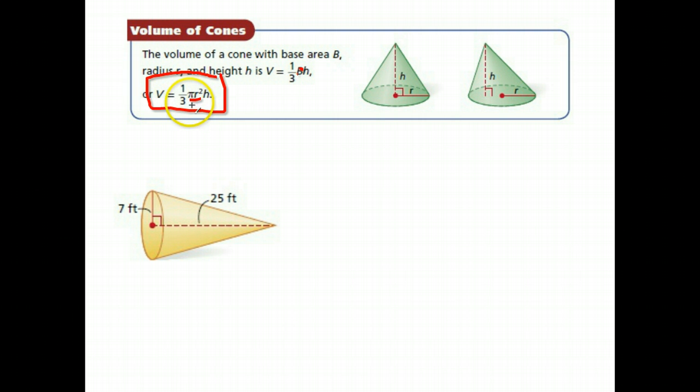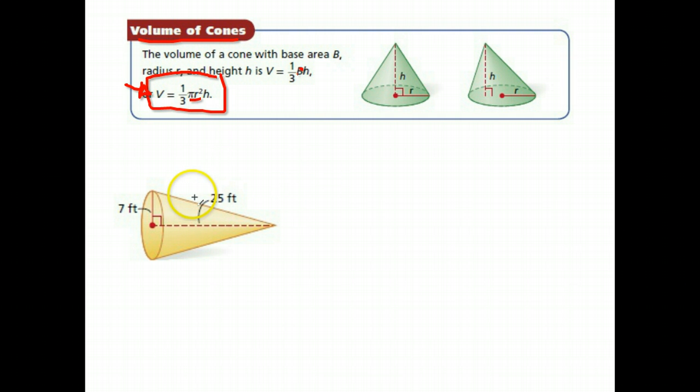So it's 1/3 pi r squared, that's the area of a circle, times the height. This is the formula that you will use anytime they ask you to find the volume of a cone. Make sure you get that in your notes if it's not there already.